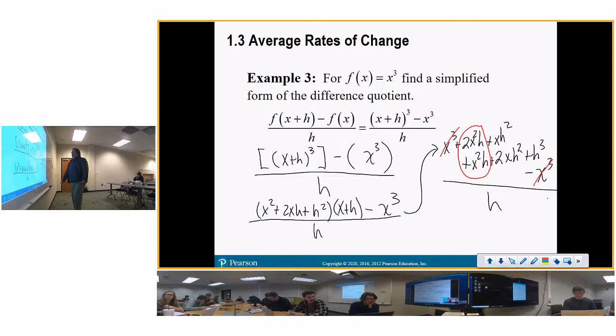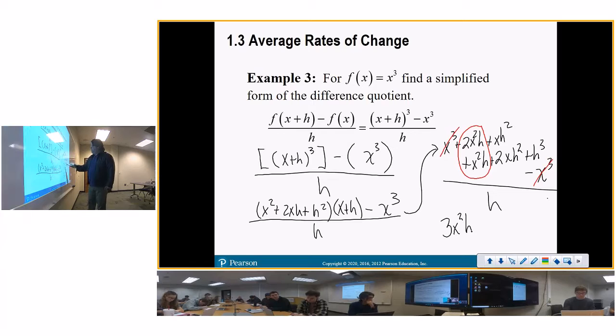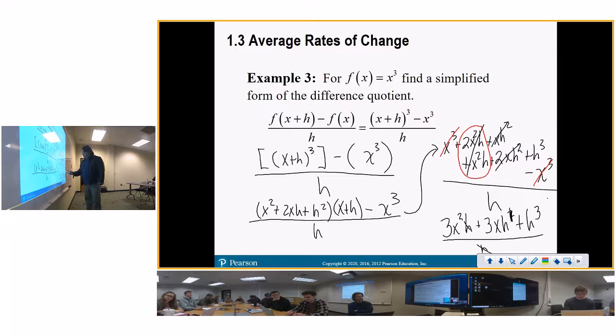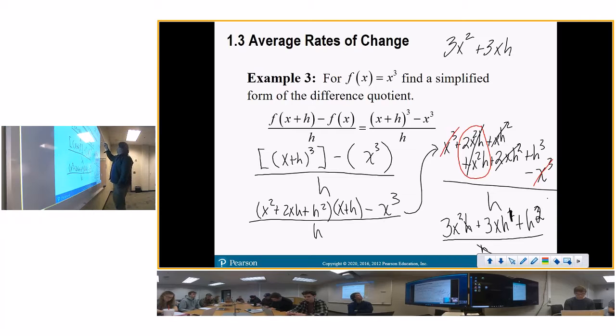So 2 plus 1 is 3 x squared h. And then you've got a 3 xh squared plus h cubed over h. That's going to go out there. That's going to leave a 1, and that's going to leave a 2. So our final answer is 3x squared plus 3xh plus h squared.